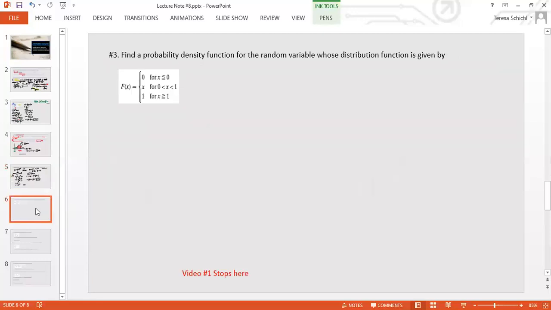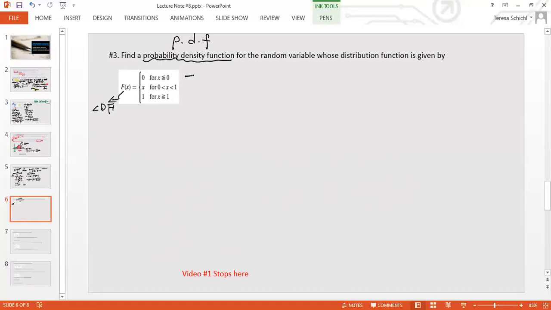Okay, so now let's take a look at the last problem for this video, then we're really going to stop here. Let's say I want to find the probability density function. That means I'm going to find lowercase f(x) for the random variable, where the CDF is given. So this is the given here, this is the CDF. Now I'm going to find the PDF. Remember, the PDF is the derivative of the CDF.